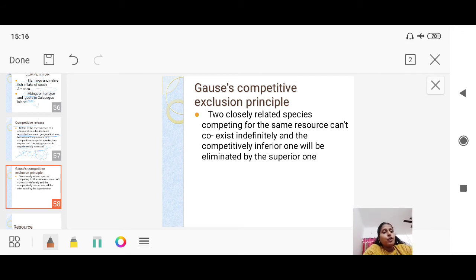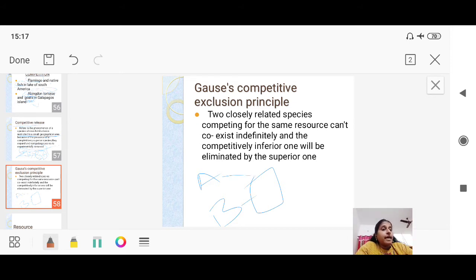Now moving on to Gause's competitive exclusion principle. What do we mean by this? Two closely related species are competing for the same resource. So imagine this is the resource, food. Two related species are competing. One is A and another one is B. They are competing for the same resource.